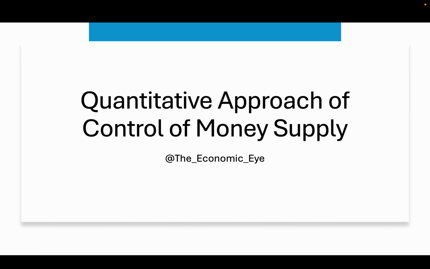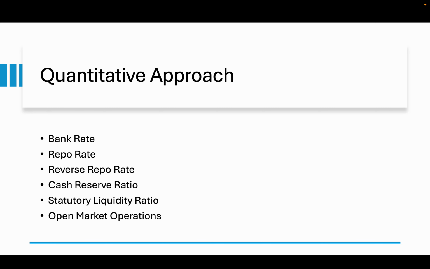In our previous videos, we understood what money supply is and how the RBI uses two types of methods, qualitative and quantitative, to control it. Today, we focus on the quantitative approach, which influences the overall money supply in the economy by changing banks' capacity to lend. The major tools under the quantitative approach are the bank rate, repo rate, reverse repo rate, cash reserve ratio, statutory liquidity ratio, and open market operations. Let's go through each one of them in detail.